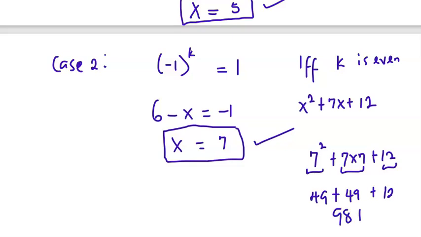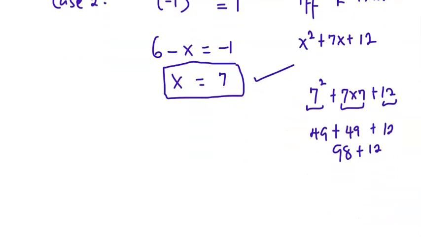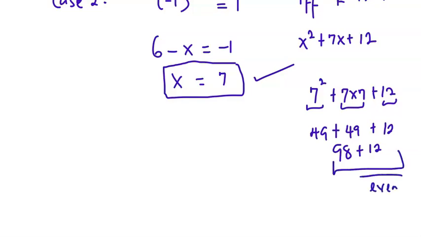Yes. So we get 98 plus 12, of which we know that even plus even will give us even. So therefore this sum, whatever it will give us, must be even. You can see that the power will be even and the base will be negative 1. So 7 is the solution, right?